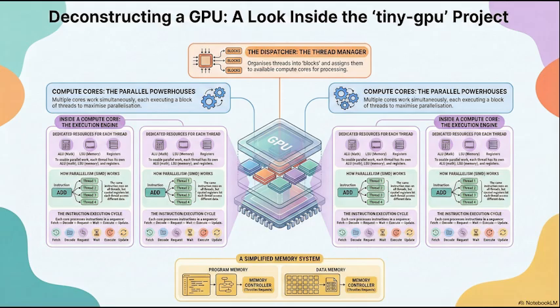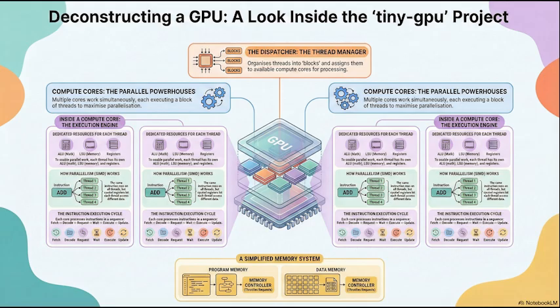And the most important one of those is the dispatcher. You should think of this as the system's project manager. That's a great way to put it. It takes that huge pool of threads you asked for, and it organizes them into these smaller, more manageable groups called blocks. It then sends those blocks out to the available compute cores to be processed. And once every single block is done, the dispatcher raises its hand and says, okay, the whole job is complete. This separation is just so key. The dispatcher manages the work, the cores do the work, but they both share one massive problem.